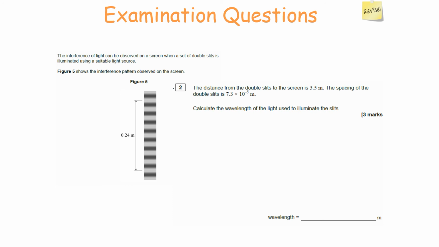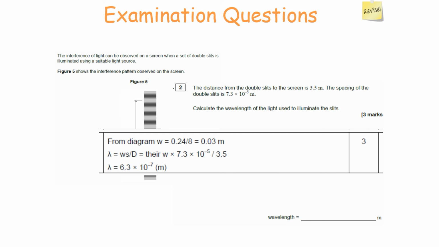Well, you know the total distance between those is 0.24 meters, and between there you've got 8 fringes because you can count them. You can see how many there are. Now remember, you only count either the bright fringes or the dark fringes, so you get 8. So therefore, the fringe spacing is going to be 0.24 over 8, which is 0.03 meters.